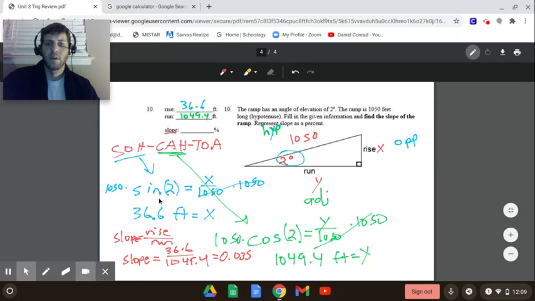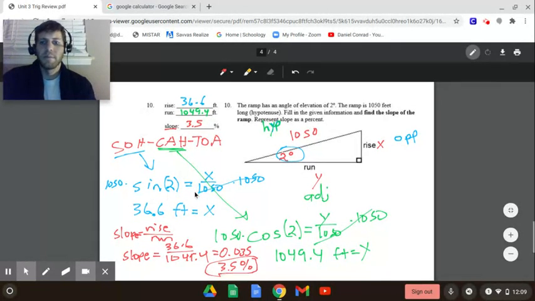0.035, which if we wanted that as a percent, you multiply by 100. That's going to be 3.5%. Okay, and that's that. And this was a 9 here. That one's hard to see.